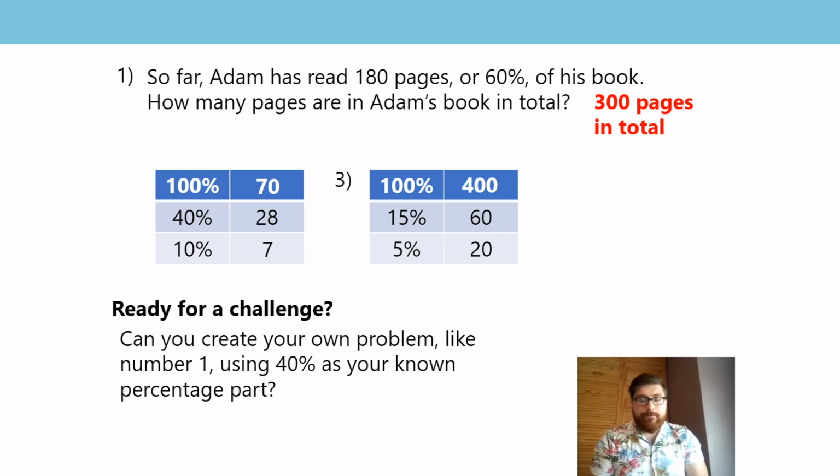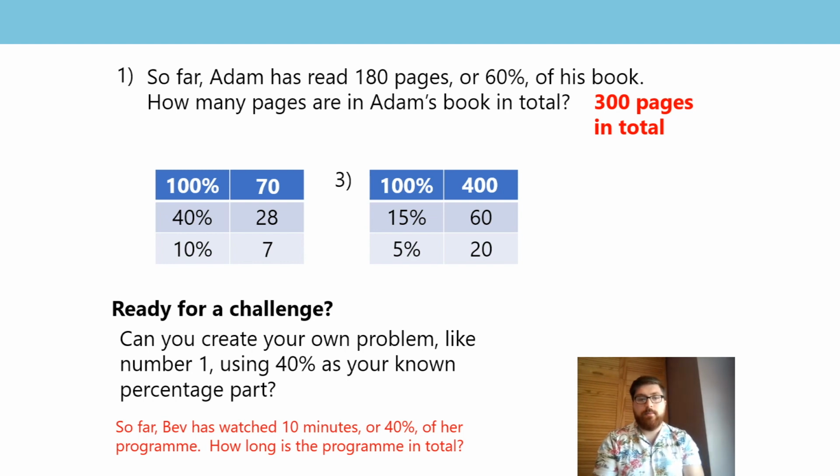Now, he also left you with a challenge, asking, can you create your own problem like number 1 using 40% as your known percentage part? Well, there are lots of possibilities you could have put for that question. Here's mine. I've put, so far, Bev has watched 10 minutes or 40% of her program. How long is the program in total? As long as you've put 40% as your known percentage, well done.